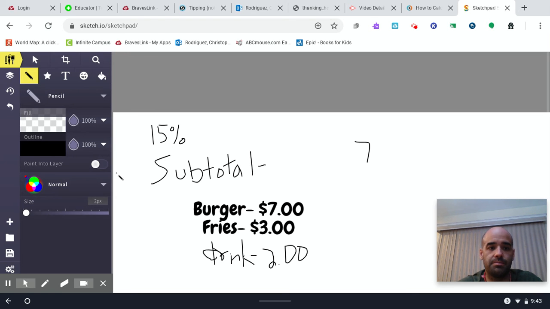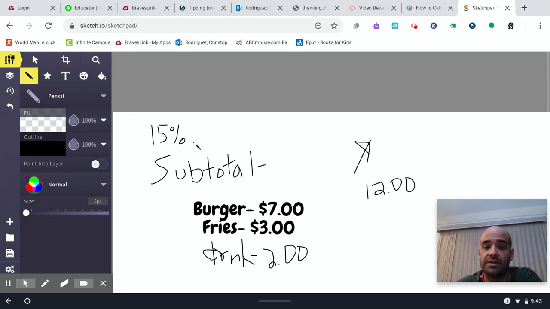Everybody pause for a minute and get your subtotal. And welcome back. So 7 plus 3 plus 2 is $12. So our subtotal is $12. That's the amount of money for just the food before tax and everything. We're just going to be working on tip today. We'll work on tax another day.